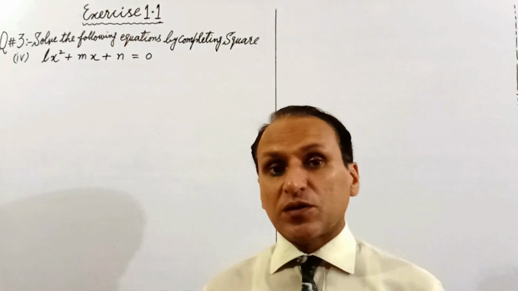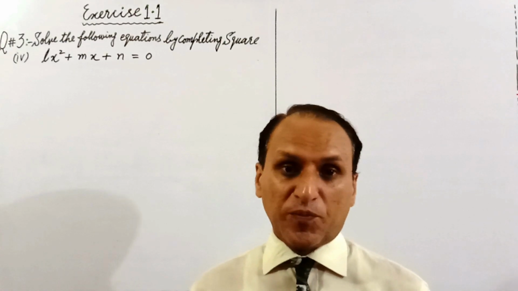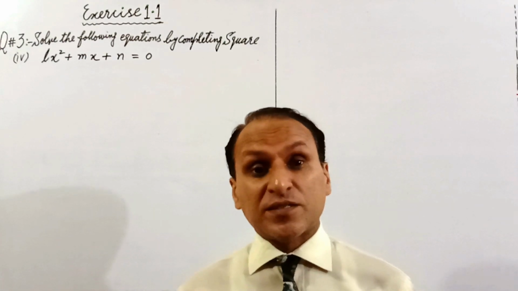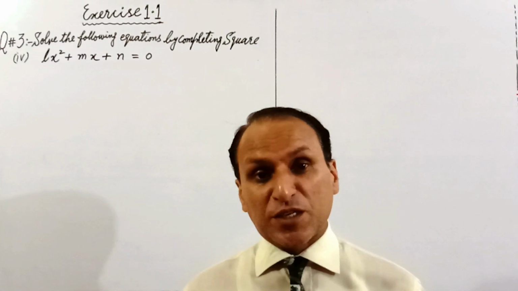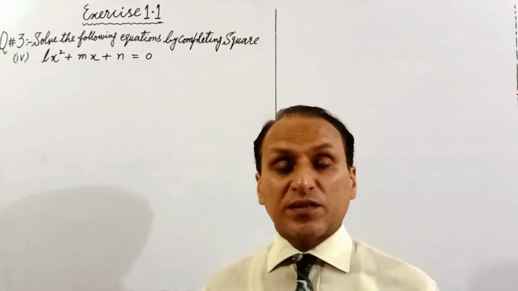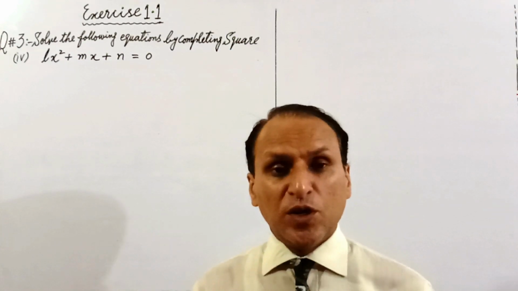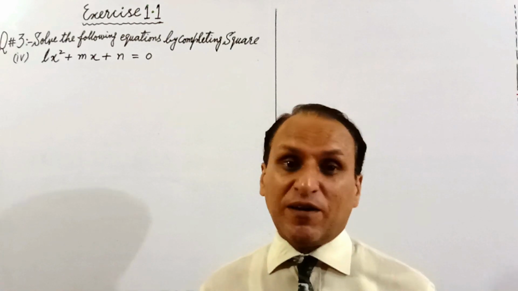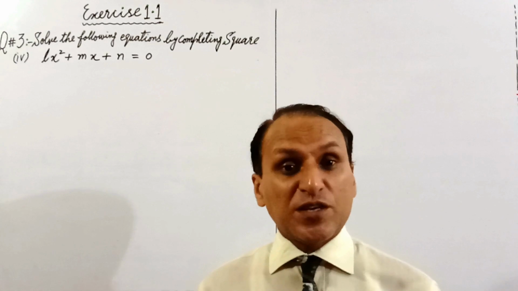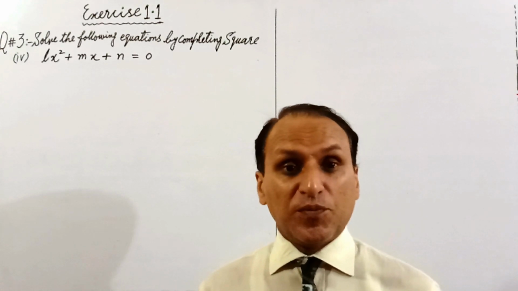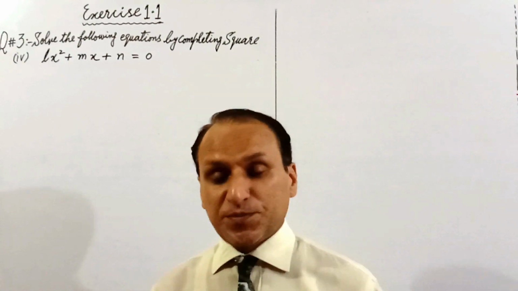Students, let's do part 4, which is the recall of the derivation of the quadratic formula. That is a good practice, as in the standard form of the quadratic equation we have ax square plus bx plus c is equal to 0. But in that part we have lx square plus mx plus n is equal to 0. So in place of a, b, c we have l, m, n. It means you practice the derivation of the quadratic formula by completing the square with different coefficients. So let's do it.